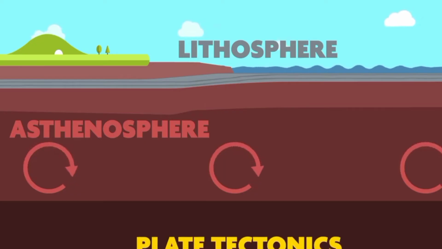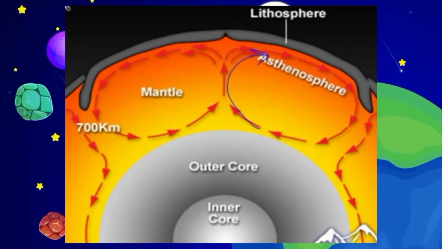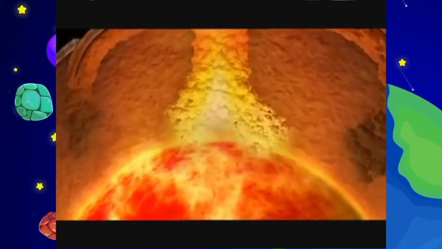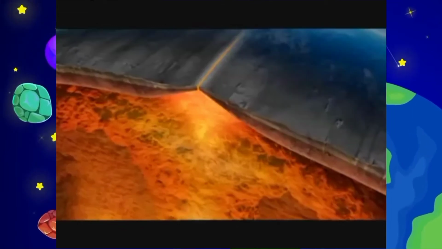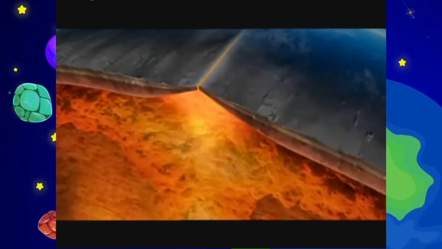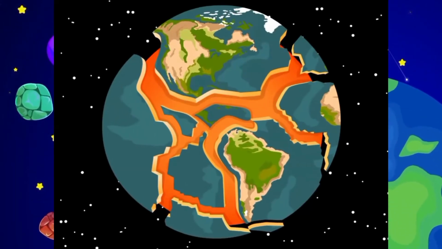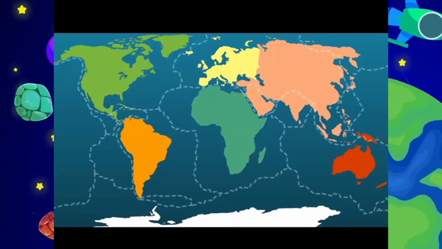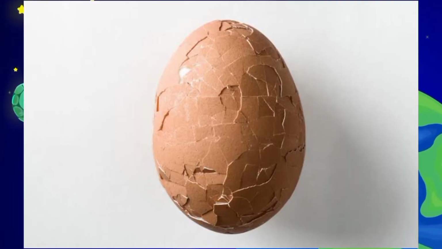Differences in temperatures between the inner and the outer parts of the asthenosphere allow convection to occur. Convection in the asthenosphere forms the foundation of plate tectonics. According to the plate tectonics theory, the entire lithosphere of the Earth is broken into numerous segments called plates. Does it look like a broken boiled egg?